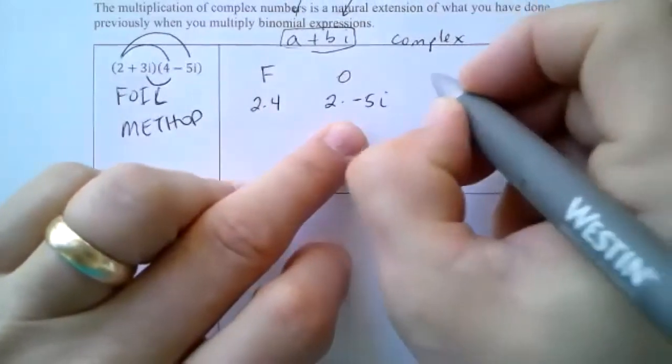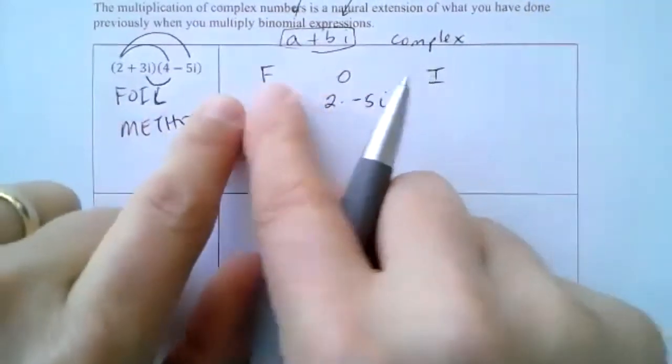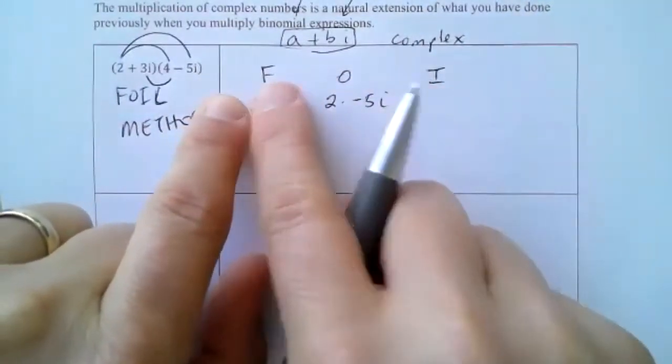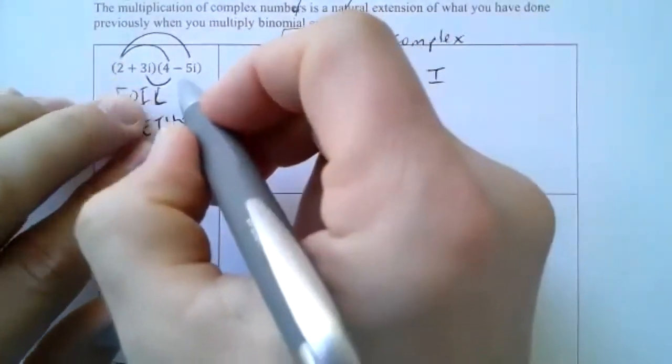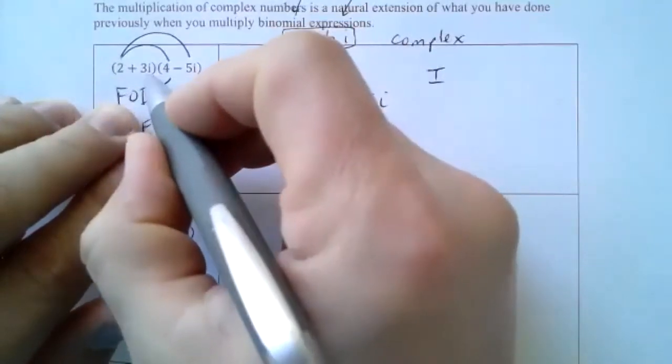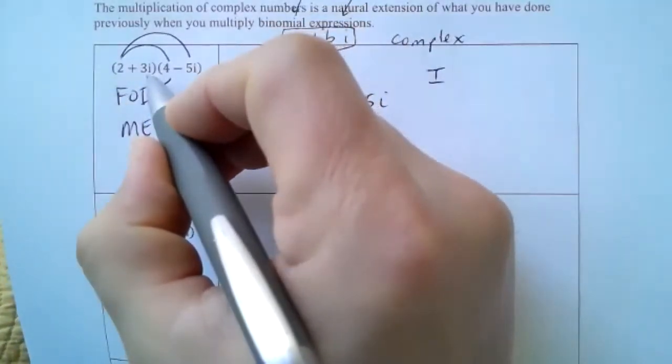Okay, so the inner term is first, outer, inner, last. And you're going to get the inner terms now, which is 3i times 4. So what is that?